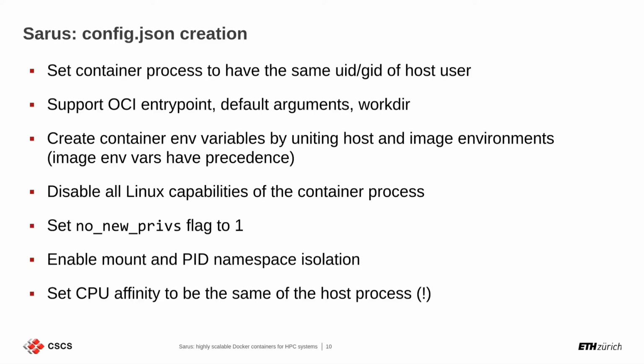The container process has all Linux capabilities disabled and is prevented from acquiring new capabilities by setting the no new privs flag. Mount and PID namespace isolation is enabled and CPU affinity of the container is set to coincide with that of the host process. This is done in the interest of performance, as some applications perform worse if the container is assigned a CPU affinity different from that set by the workload manager.